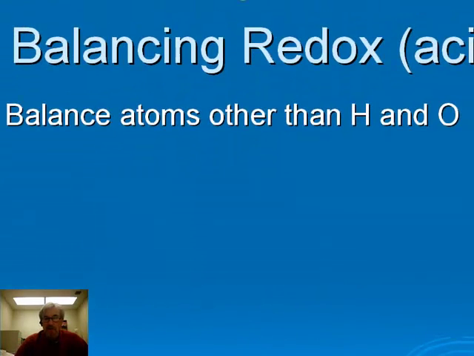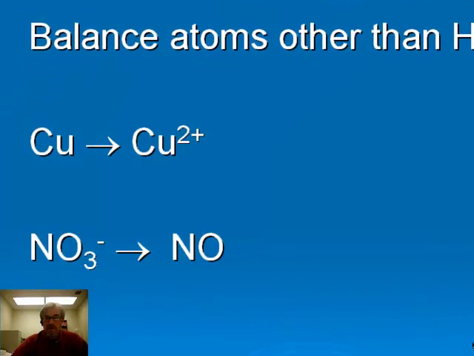The next thing you do is, working with each half reaction individually, you want to balance all the atoms that are there other than H and O. So if I look at these two half reactions, that's already taken care of. There's one copper on each side in the first reaction. In the second reaction, there's one nitrogen on each side. So that's irrelevant to this particular problem.